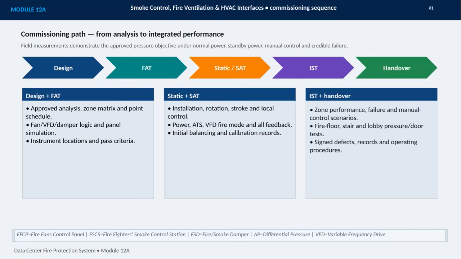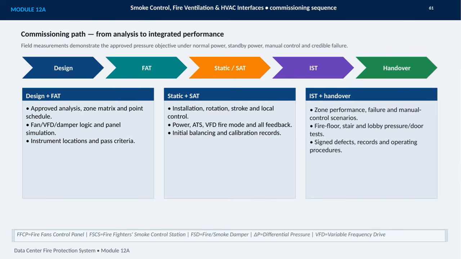This slide shows the commissioning path from analysis to integrated performance. The sequence begins with design and factory acceptance testing, or FAT. At this stage, the approved analysis, zone matrix, point schedule, and control logic are reviewed, while the fan, VFD, damper, and panel responses are simulated. Instrument locations and pass criteria must also be established before field work begins.